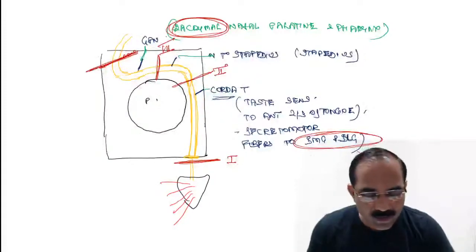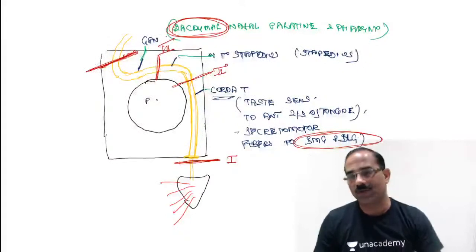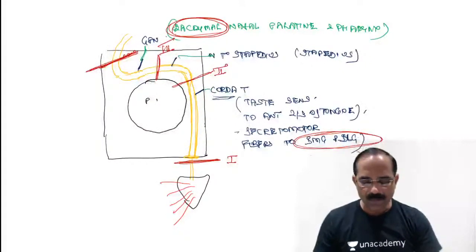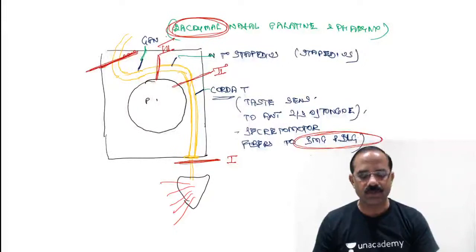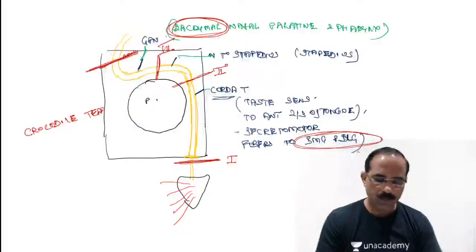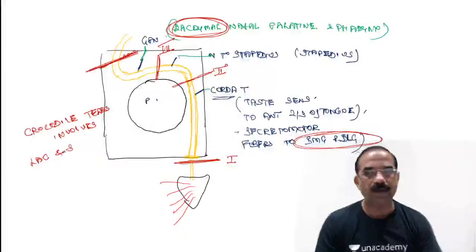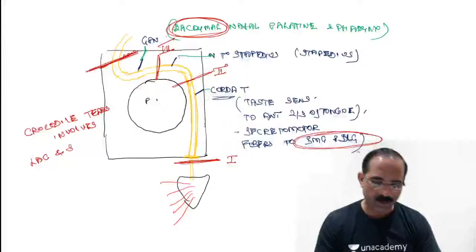Can anyone tell me, what is Frey's syndrome? You answered Frey's syndrome. Tell me what is Frey's syndrome. Anyone? Can anyone tell me what is Frey's syndrome? So, crocodile tears, that's an MCQ. Crocodile tears involves which two glands? Involves lacrimal and submandibular glands.